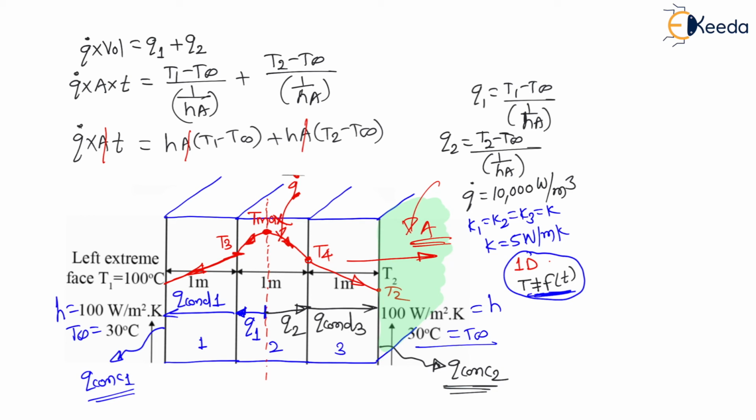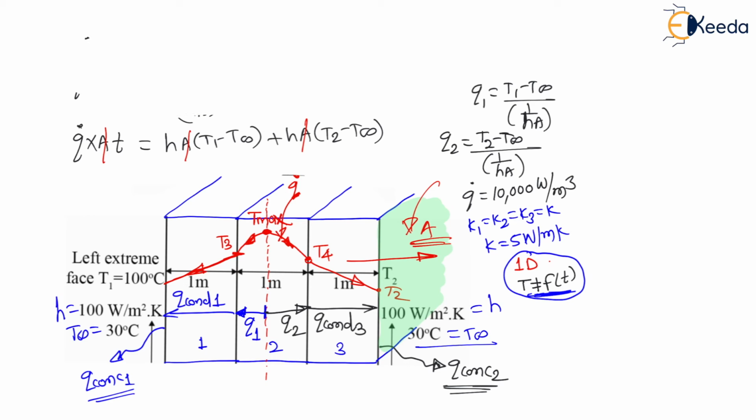Therefore, the final result we got here, let us equate this final result, right? So, my dear students, here I am going to write the final result. It is Q dot into t, which will be equal to h (T1 minus T infinity) plus h (T2 minus T infinity). So let us put the values. Q dot, that is uniform heat generation rate, is 10,000. It is given. You will find it here. I have written it here. Then thickness of the center slab is 1 meter, into 1, right?